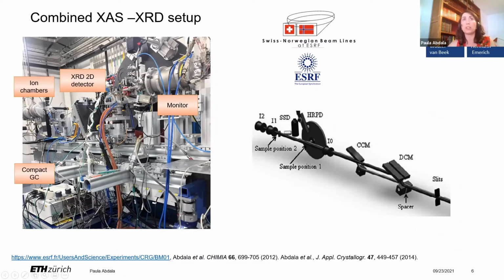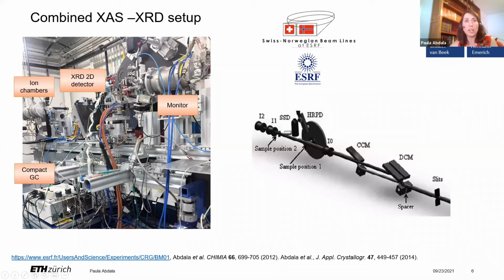In the experimental hatch, we have our typical XAS components, ion chambers here and here. We also have a fluorescence detector somewhere here. This is a 2D area detector for powder diffraction. There is a high resolution detector here as well.